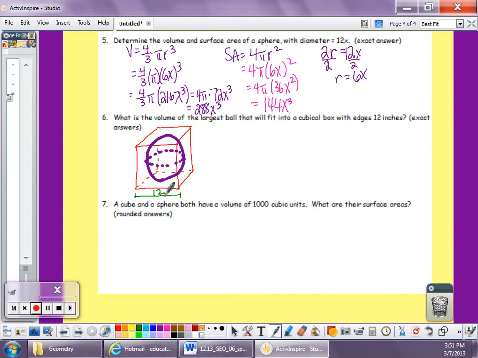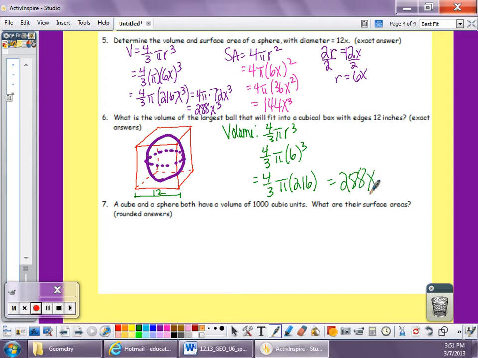So if I want the volume of the ball, it's a sphere, so I'm going to find the volume of a sphere. And it is 4/3 pi r cubed, so I need to find the radius, which is just 6 this time. So this gives me 4/3 pi times 216, and we've already done that. That gives me 288 pi inches cubed.